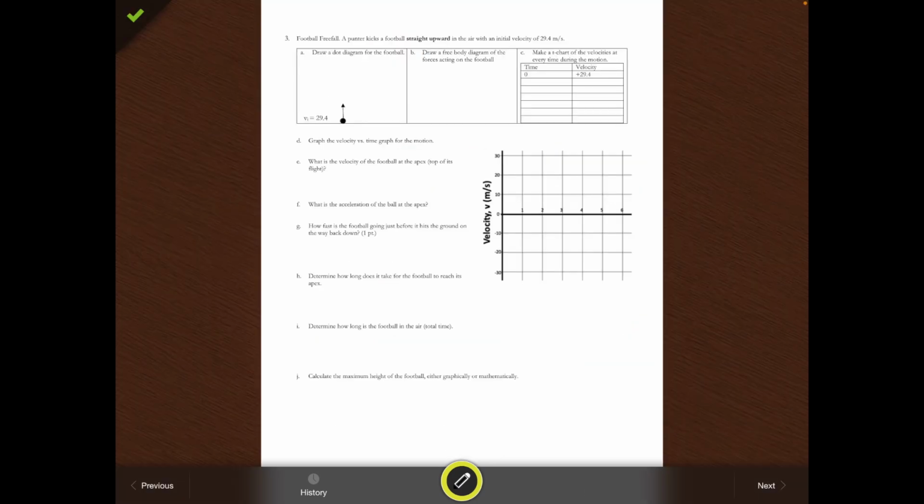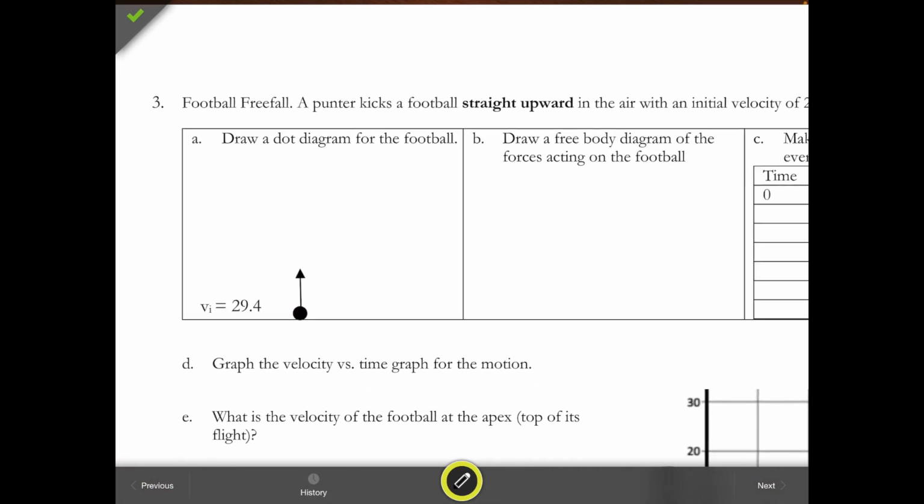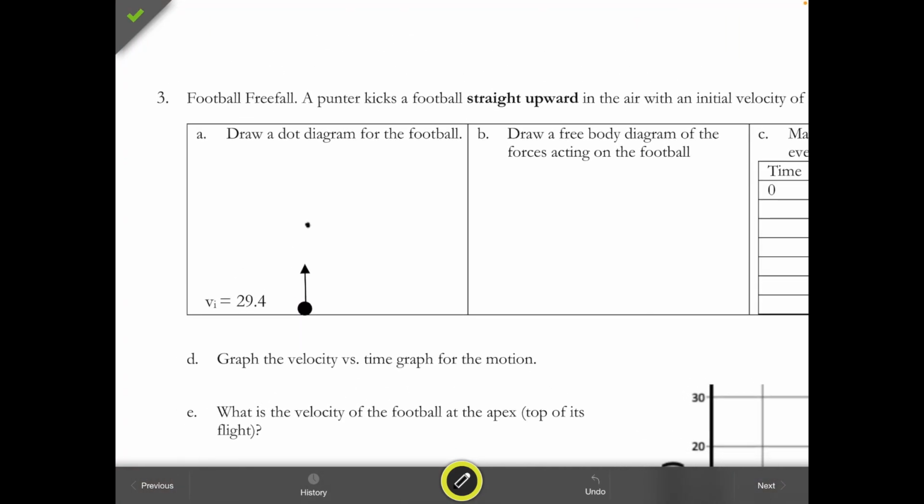Next, we have a football. And the football is going to travel vertically, so it travels fast to start, and then slows down as it reaches the apex, speeds up as it travels back towards the ground, and it's going to do this until it reaches a velocity of negative 29.4 meters per second. Well, this is because the final velocity has to be equal in magnitude to the initial velocity.